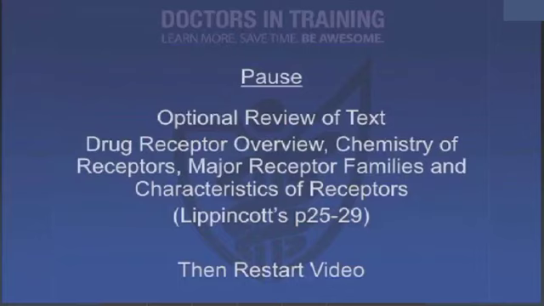Now let's pause for a moment and review the material that was just covered. Before we do that, if you haven't already done so, this might be a good time to read your pharmacology text that corresponds to the material that was just discussed. Then together we'll go through the quick review in the study guide.